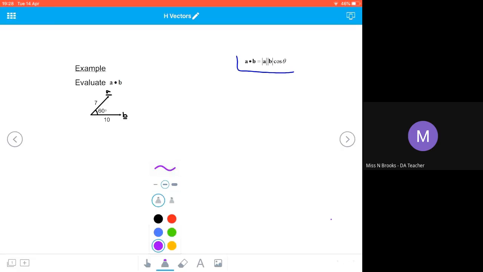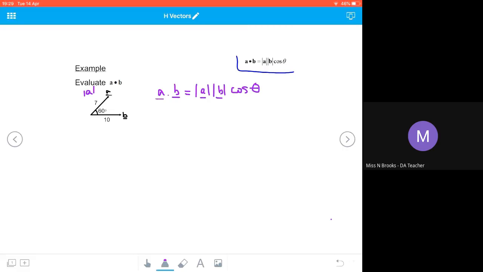So the first thing you're going to do is go to your formula sheet and write down a dot b equals the magnitude of A multiplied by the magnitude of B times cos of the angle in between them. Now if we go back to the diagram, you can see that the magnitude of A, which is the size of A, is 7, and the magnitude of B, which is the length of B, is 10. So we're going to substitute those values in.